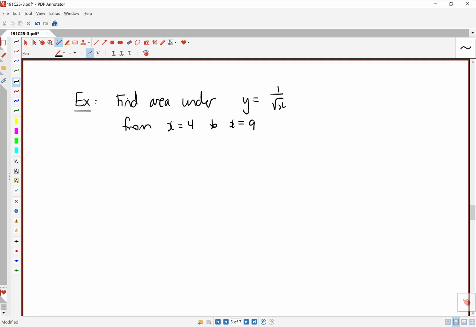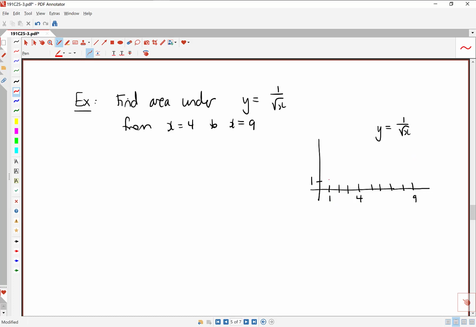We're going to find the area under y equal 1 over root x from x equal 4 to x equal 9. Well, again, if you like, you could draw a sketch. Certainly not necessary to solve the problem, but you might just feel like a visual here. So we're going to sketch the function y equal 1 over root x. So I've just indicated some of the nice x values that we might want to work with here, which would be x equal 1, x equal 4, and x equal 9.